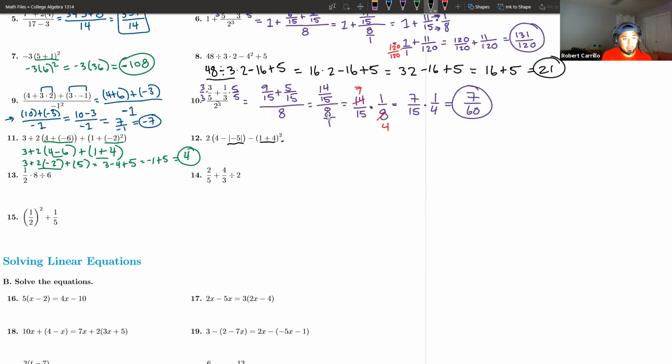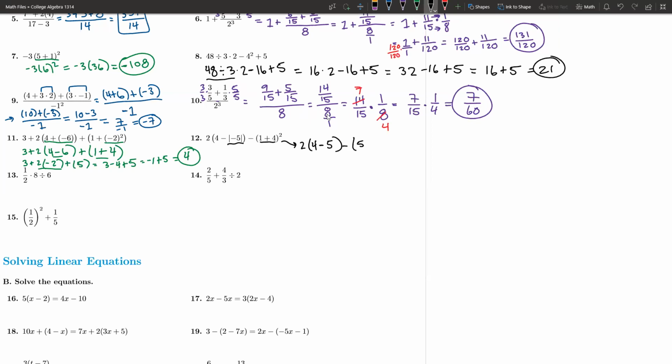So we'll get 2 times 4 minus, and what is the absolute value of -5? It's 5. So the absolute value of -5 is +5. But of course, there's that negative weighting outside, right? So that has to stay there. Minus 1 plus 4 gives me 5 squared.